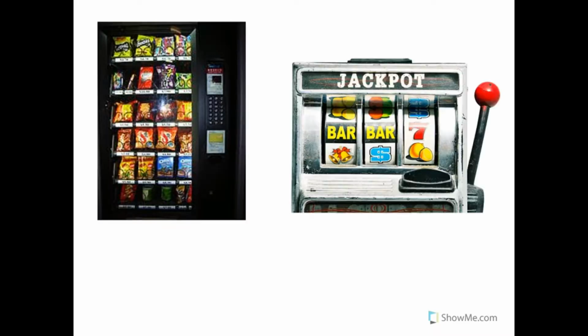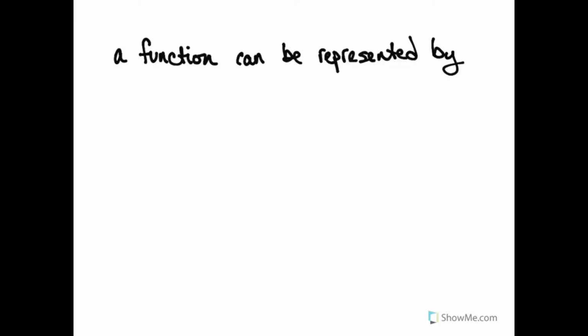So a function is more like a vending machine than it is like a slot machine, because whenever I push B5 on the vending machine, I get the same bag of chips. But when I put money in and pull the handle on the slot machine, I get a different combination of symbols every time.